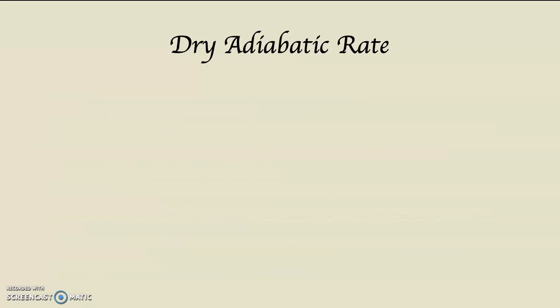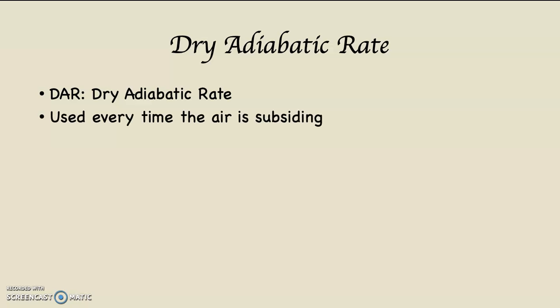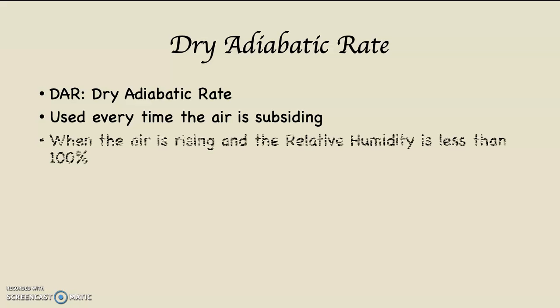The first rate is called the dry adiabatic rate, which is generally referred to as the DAR. Dry gives away what's going to happen with it. The dry adiabatic rate is used under two circumstances. The first one is this: it's used every time the air is subsiding. So when the air is subsiding, there is nothing else happening. We always use the DAR.